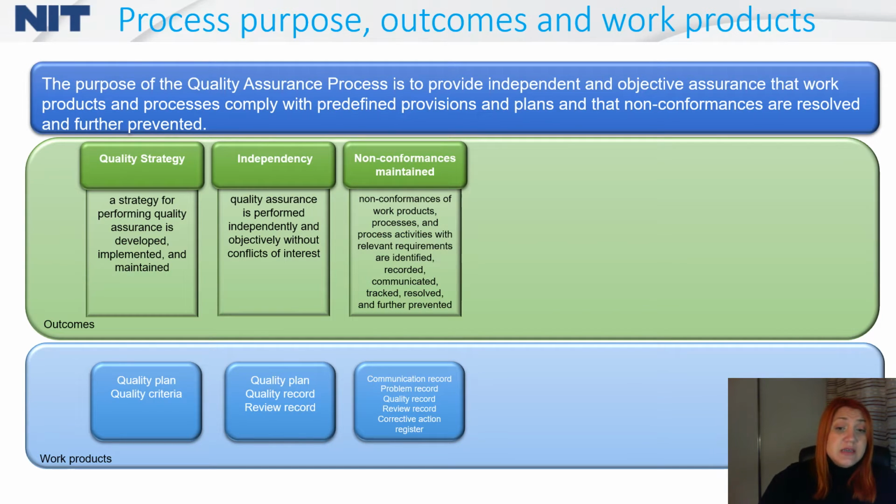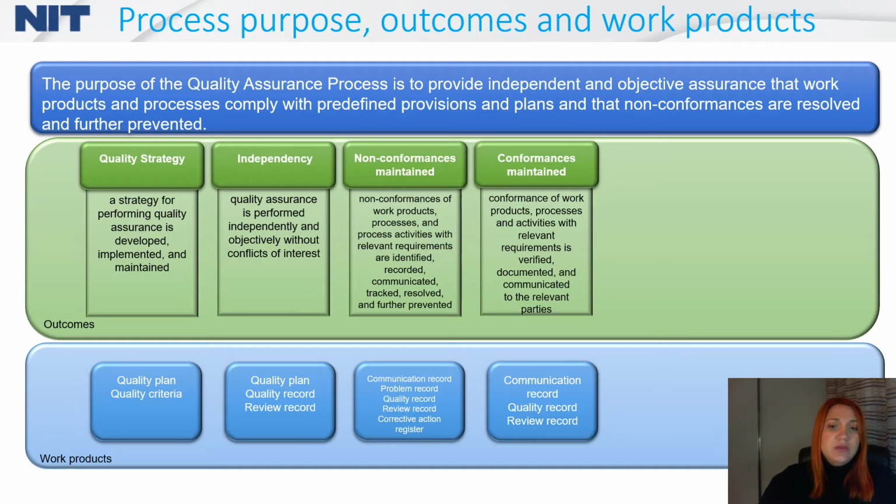Then there is another base practice, which is dealing with non-conformances and how we are maintaining them. Basically, the quality manager or person who is involved in the quality assurance process needs to ensure that non-conformances of work products or process activities with the relevant requirements are identified, recorded, communicated, tracked, resolved, and further prevented. For that, we will need a communication record, a problem record, a quality record, review, and corrective action register record.